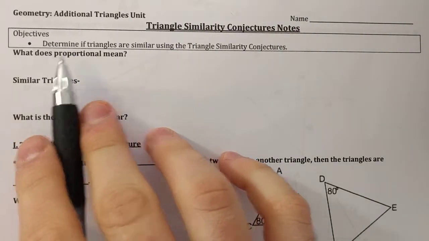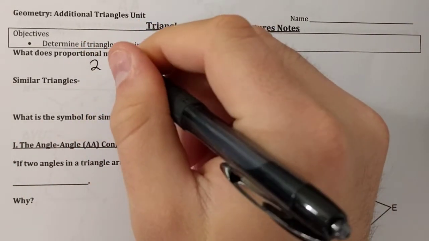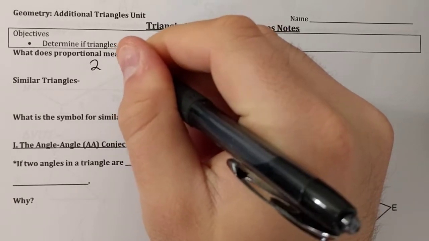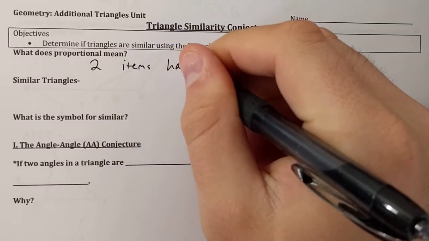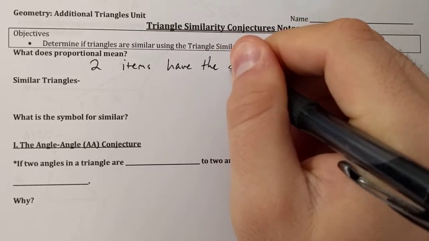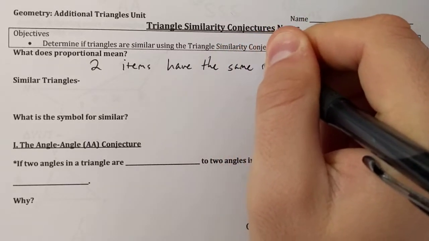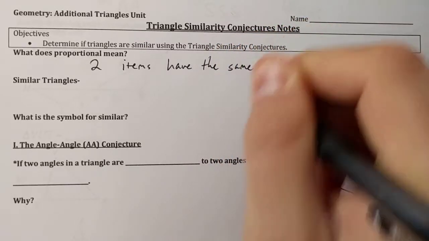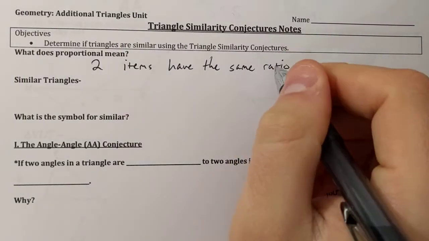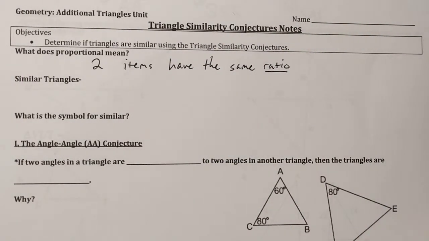Proportional means two items have the same ratio. And ratio is a fancy word for fraction, so as long as it has the same ratio, they're in proportion. In order for you to have similar triangles, you need to have proportionality between side lengths.